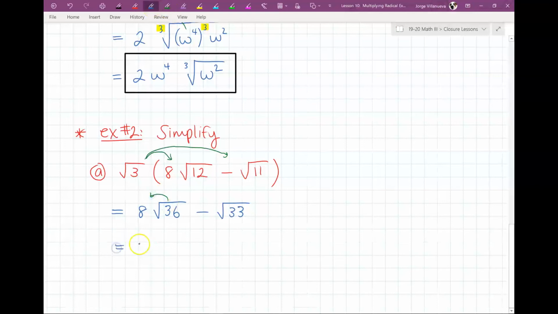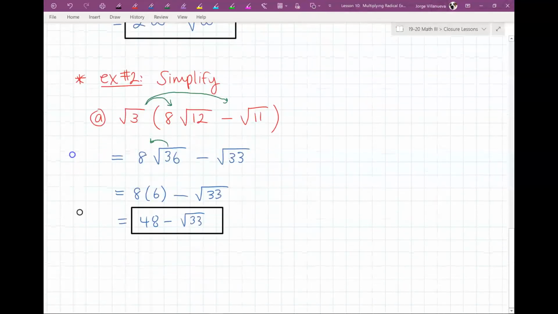So this is 8 times 6 minus the square root of 33. Well, there's nothing I can really do with that because it's just 3 times 11. None of those have a nice square root. So I'm just going to basically multiply this out and leave it alone. So there's my solution to that one.